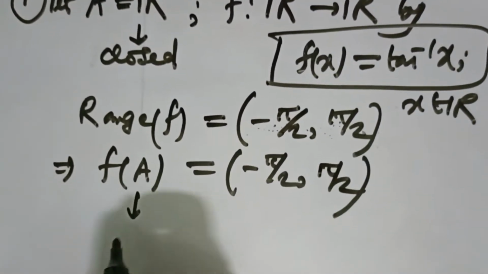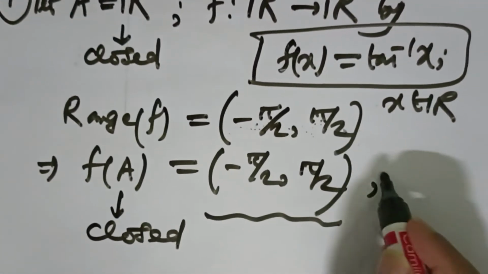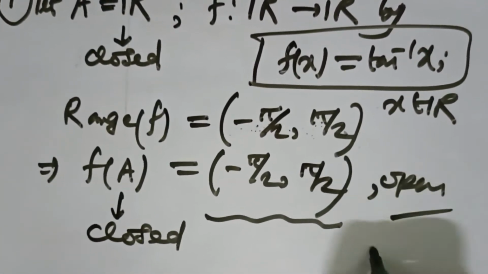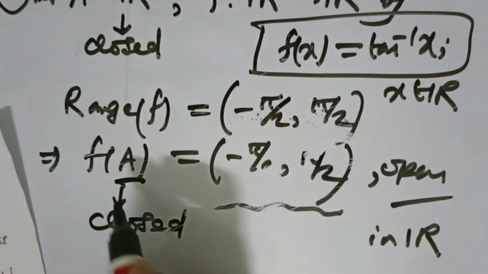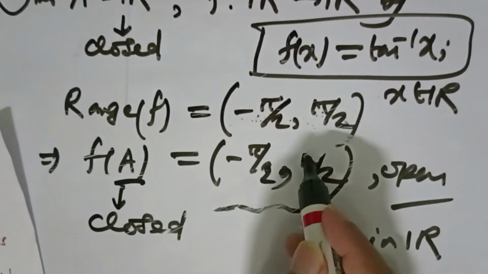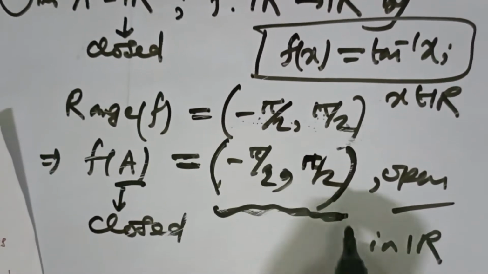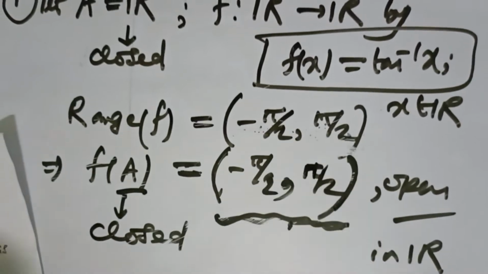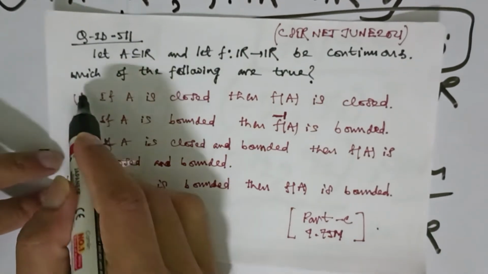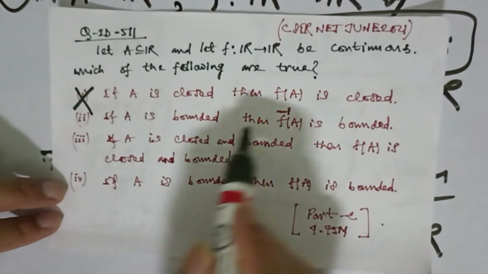See, A is closed, but this image is an open interval, so it is an open set in R, and it is not a closed set. Option 1 said if A is closed then f(A) is closed, but in this case A equal to R is closed, while f(A) is an open interval, which is not closed. This contradicts option 1, so option 1 is incorrect.